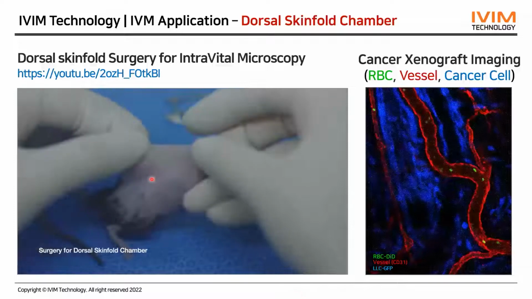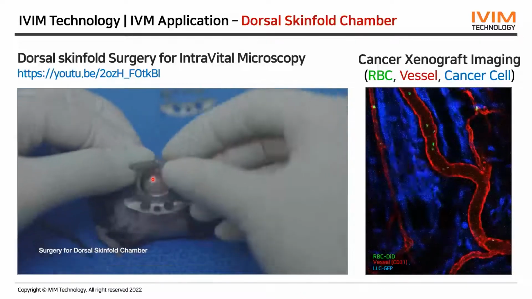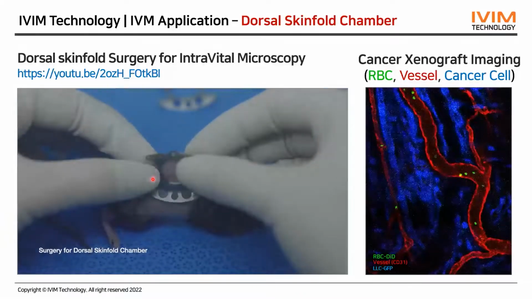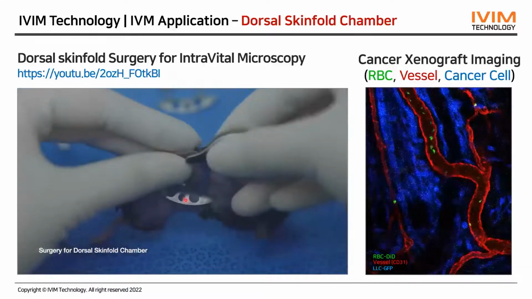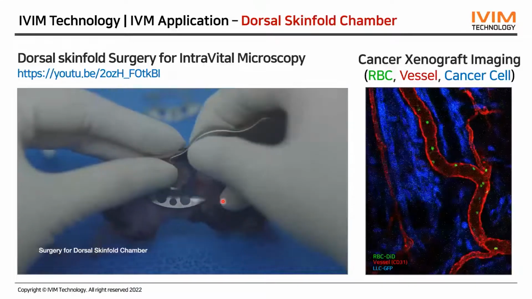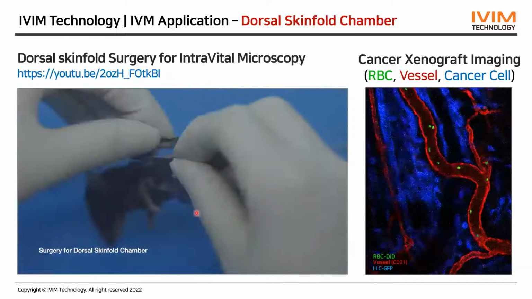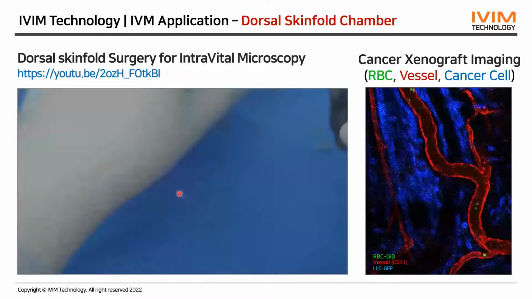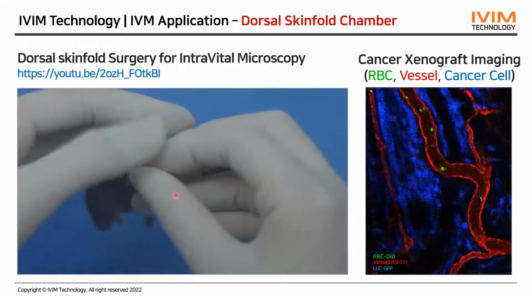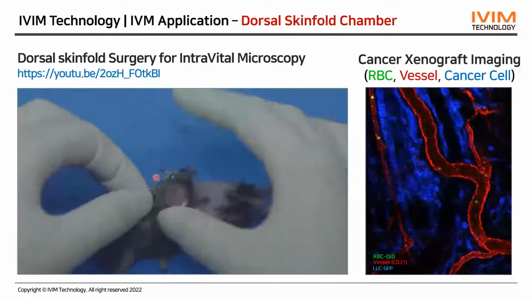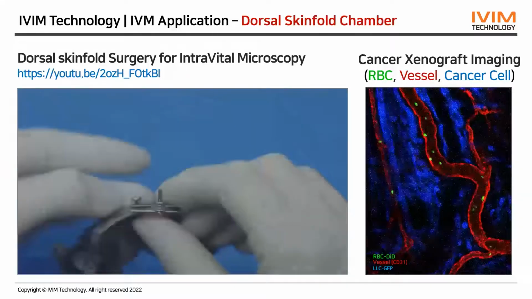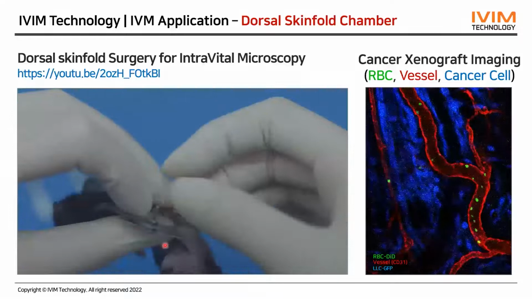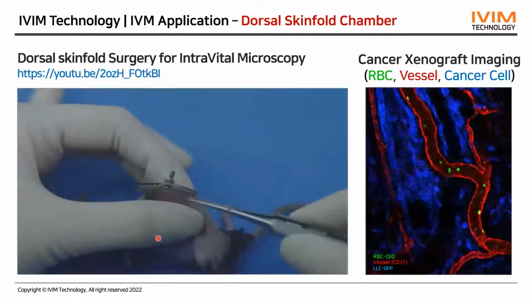And this is the surgical procedure for the dorsal skinfold chamber mouse model. We implant the window chamber on the dorsal skin and clip the 3 sides of the chamber, then fix the screws on both sides of the skin tissue. After finishing fixing the screws, we make the sutures.